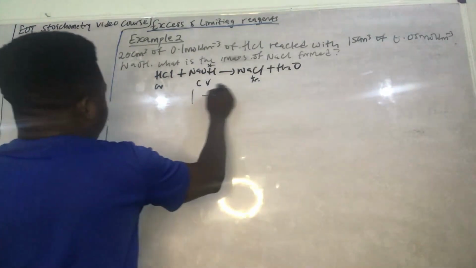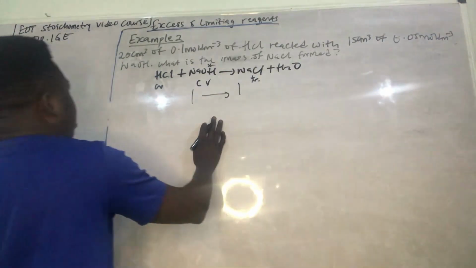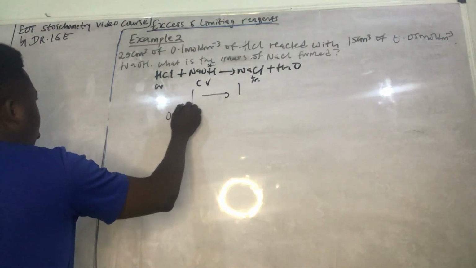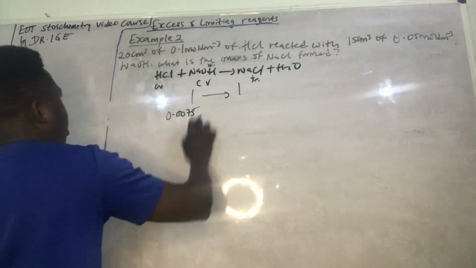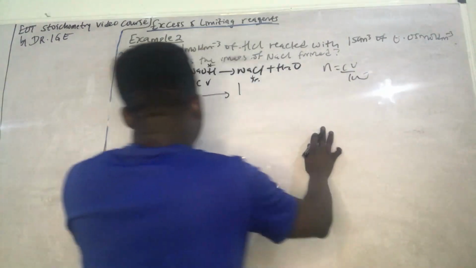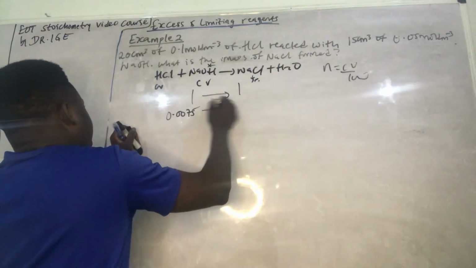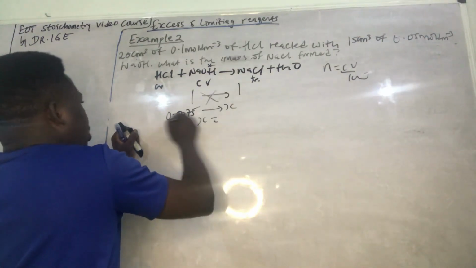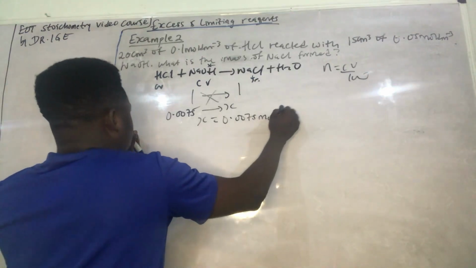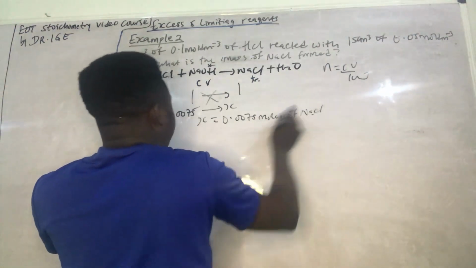So we say, as usual, 1 mole of sodium hydroxide produces 1 mole of sodium chloride. And the mole calculated just now was 0.0075. We have done it before, that's what this guy gives us. And remember, it still gives us 0.0075 moles of sodium chloride. That's not the mass.